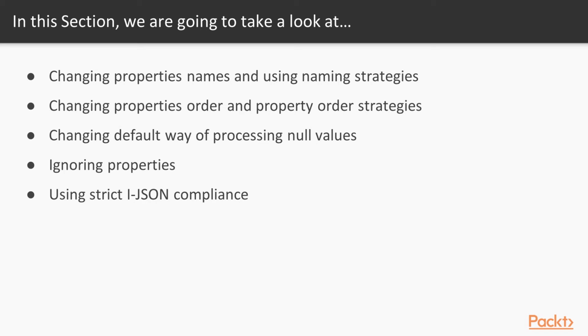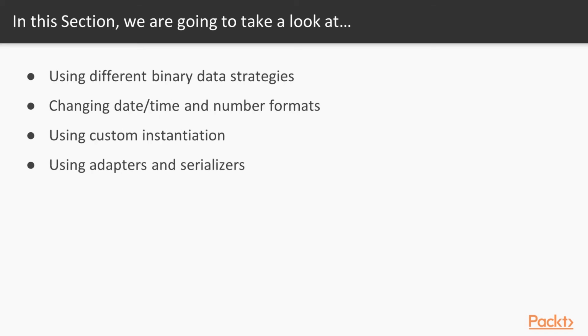We'll start with basic customizations such as property names and property order changing, ignoring properties, using different date, time, and number formats, and changing the default way of processing null values. At the end of this section, we'll study advanced customizations such as custom instantiation, adapters, and serializers, deserializers. We'll also talk about strict I-JSON compatibility mode and different binary strategies supported. Let's get started.